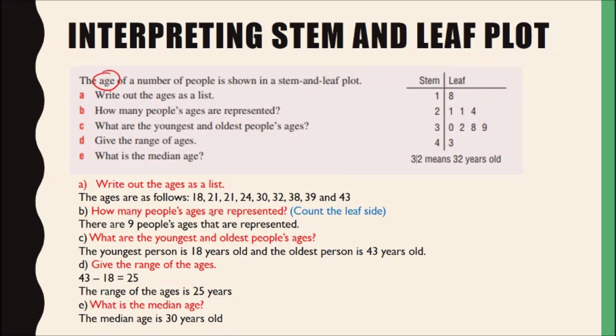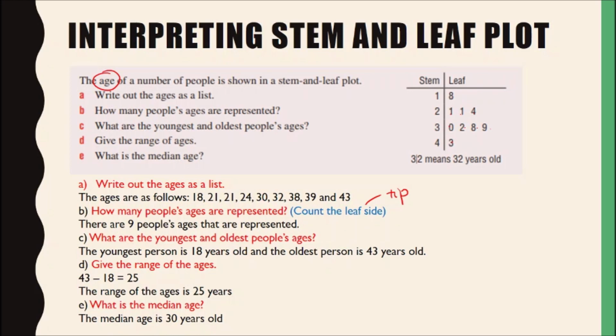So how many people's ages are represented? You count the leaf side. So I could just do this: 1, 2, 3, 4, 5, 6, 7, 8, 9. So there are 9 people's ages that are represented. That's just a bit of a tip, a tip to do fast math.